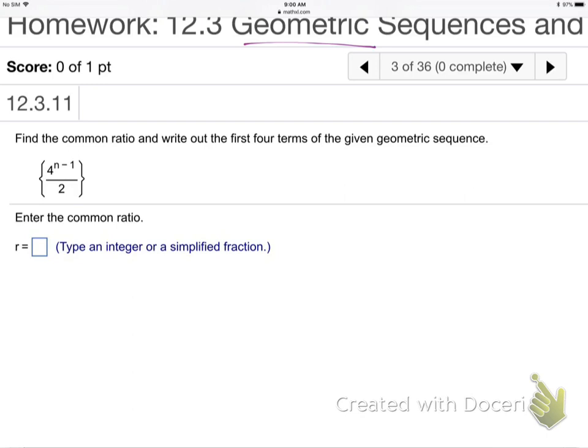They're giving us a formula. 4 to the n minus 1 over 2. And they want the common ratio and the first four terms.